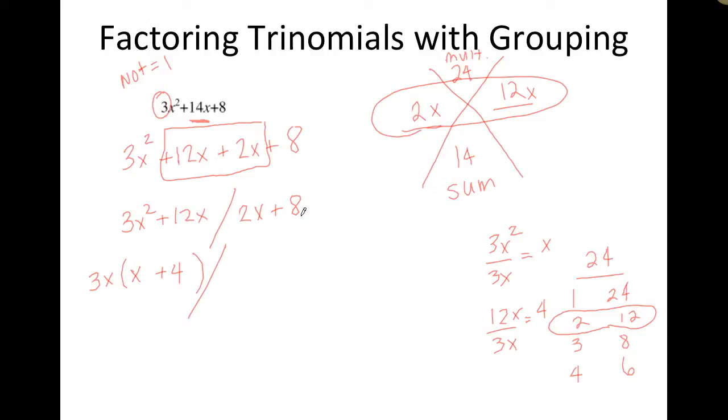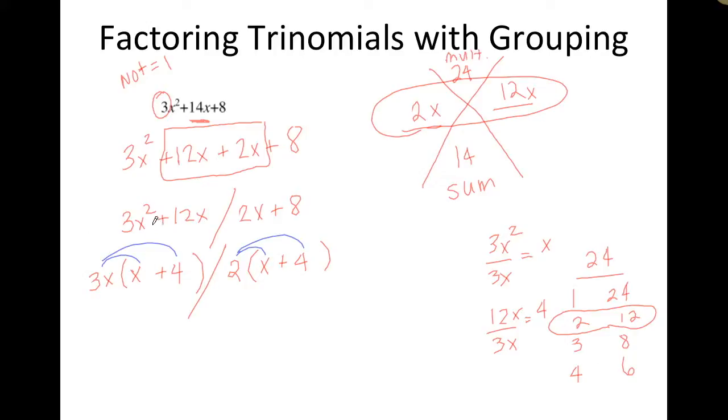For my second group, I notice that they both have a 2 in common. That is the greatest common factor. So I'm going to write down the greatest common factor, and then I'm going to write down what is left over. X plus 4. I can always go back and distribute to check and make sure that I have factored correctly.